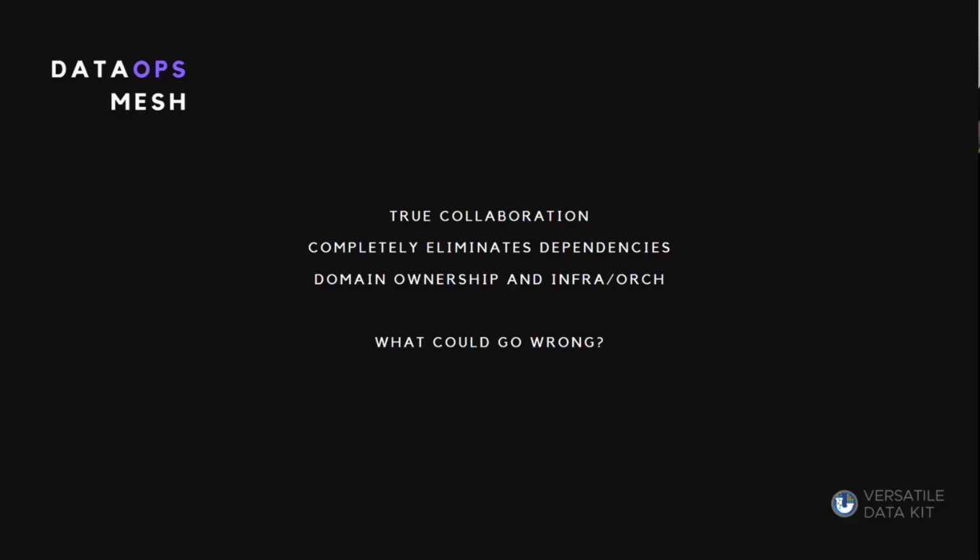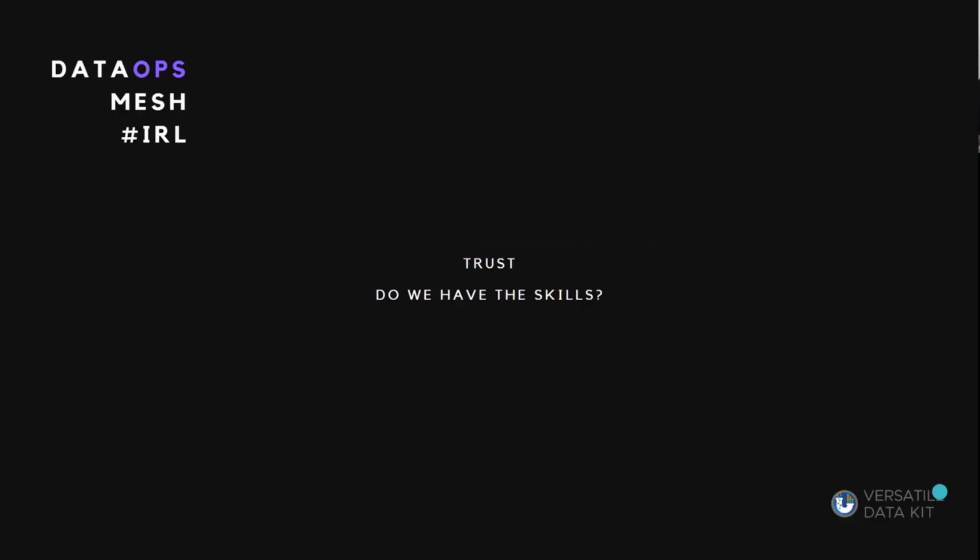So it sounds kind of perfect, but what can go wrong? Well, I believe that two things can go wrong, or maybe prevent DataOps Mesh from happening. And first, in my opinion, is trust. Trust is really important because domain teams now would have full ownership over the data and infrastructure, when it's possibly more reliable to have infrastructure set up separately from the domain and simply given access to the data.